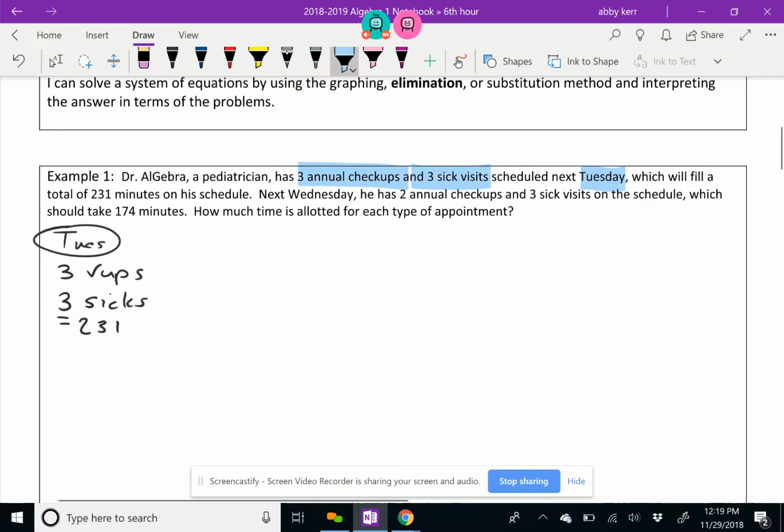So annotate, write yourself questions, come up with key facts. That's going to help you build your equation. Now, later in the word problem, it says next Wednesday, so we're going to make an equation about Wednesday. He has 2 checkups, 3 sick visits, and it's going to take a total of 174 minutes. So that is important parts.